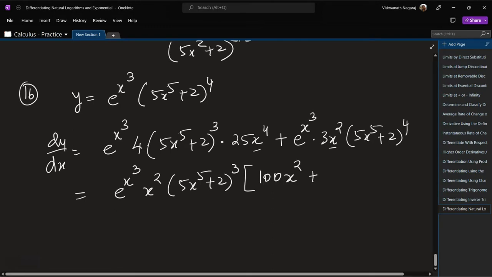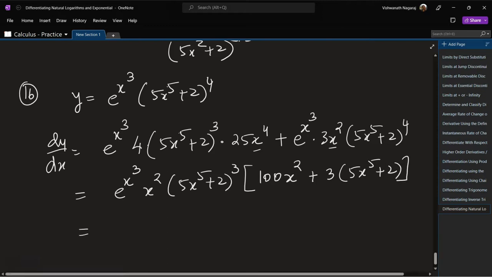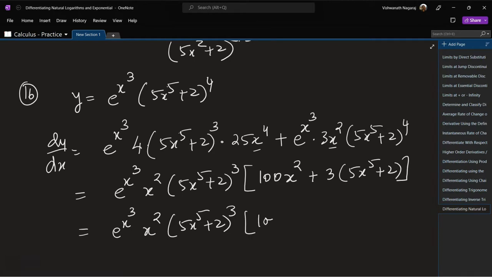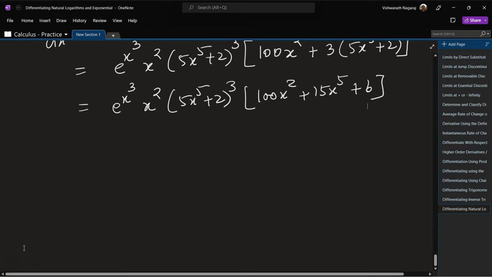Plus, again, x square has gone out, this has gone out. So what is left is 3 times (5x^5 + 2), because out of this 4, 3 has gone out. So finally the derivative is e to the power of x^3 times x square times (5x^5 + 2)^3 times (100x square plus 15x^5 plus 6). Okay, that is the 16th one.